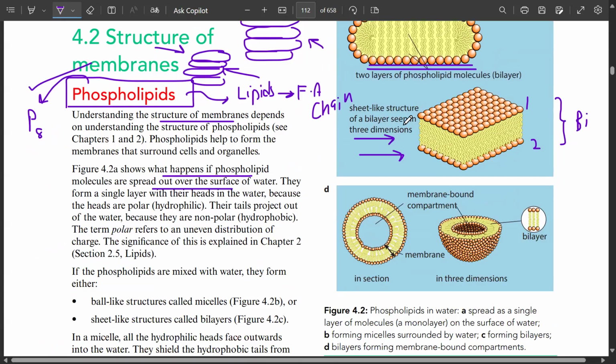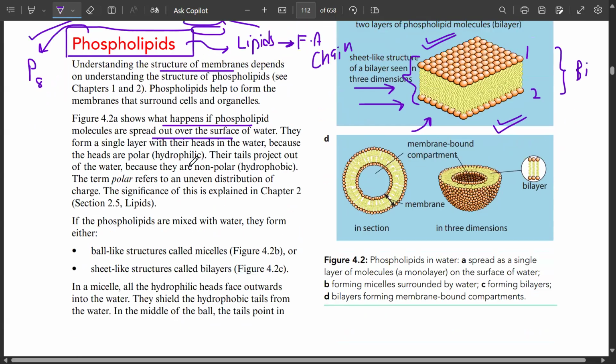This is what we call the phospholipid bilayer structure of a membrane, which you will also have to draw. You have to draw this in the paper as well. This is the one that you have to draw. So the heads are hydrophilic. Their tails project out of the water because they are non-polar, hydrophobic.